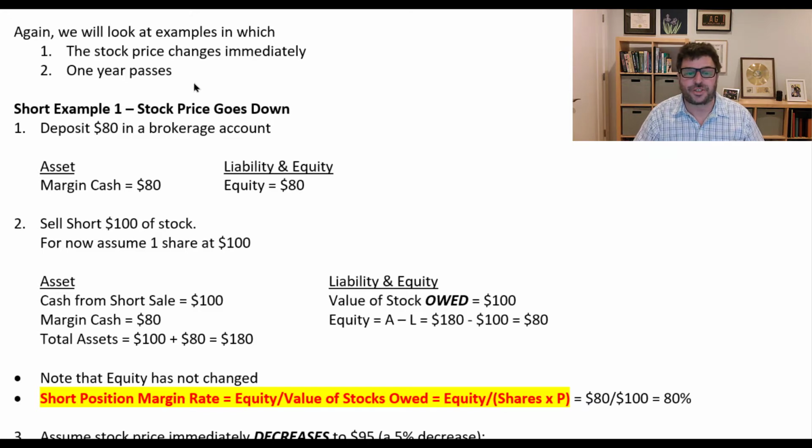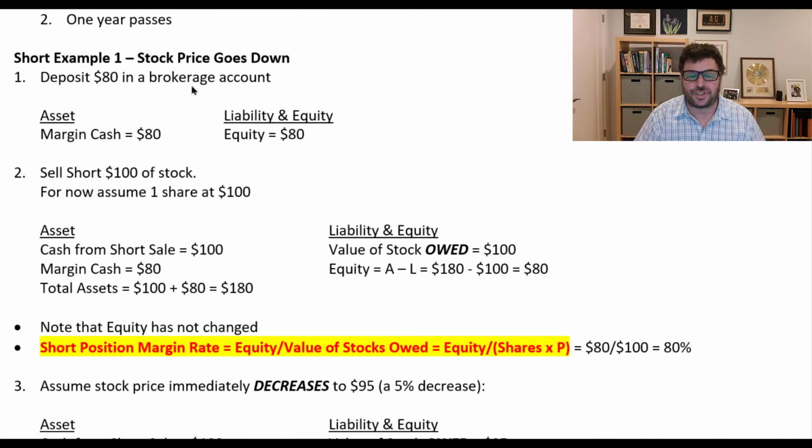So let's do a quick example. We're going to look at a short position, and again, we're going to look at the balance sheet. It's a little more complicated now because of the borrowing of stock, and we'll look at another simple example. Here's the idea. I'm going to put $80 into my brokerage account again, and so nothing's happened. I've just put $80 in cash in the account. The equity is $80, and I'm going to sell short $100 worth of stock. Again, for now, assume one share at $100.